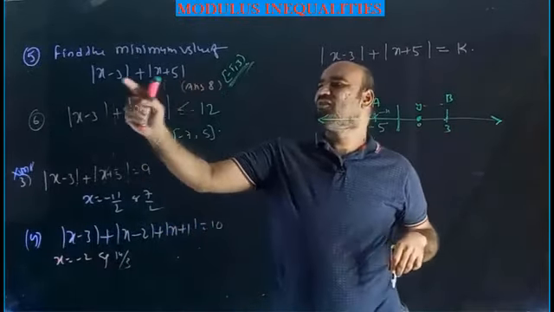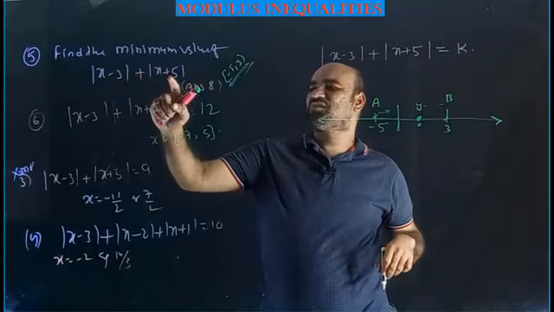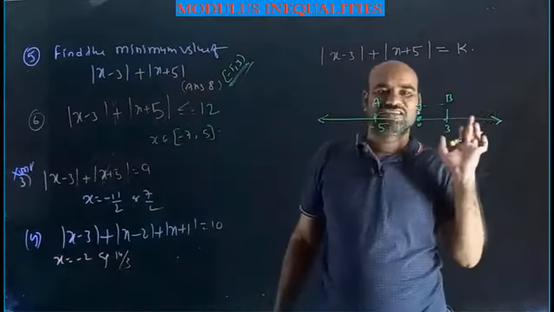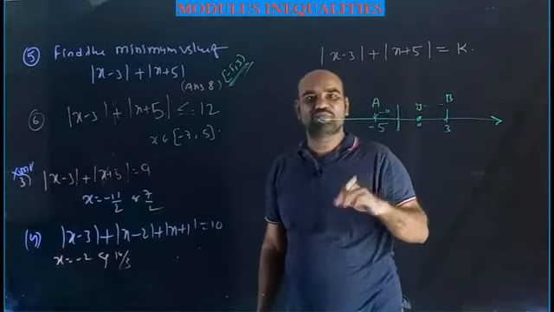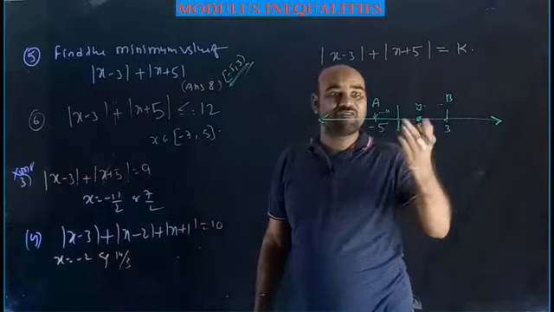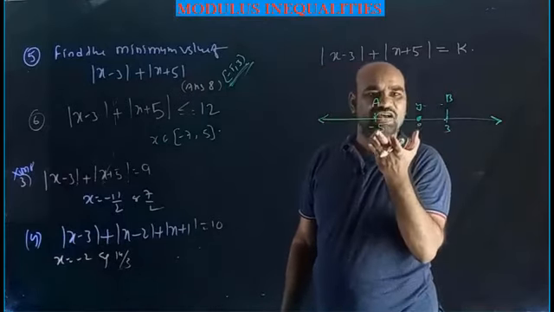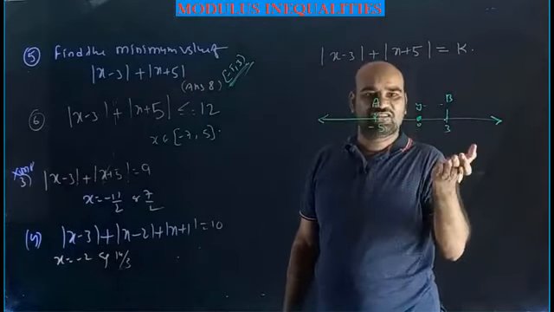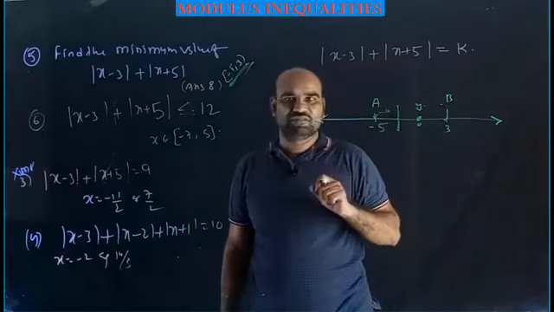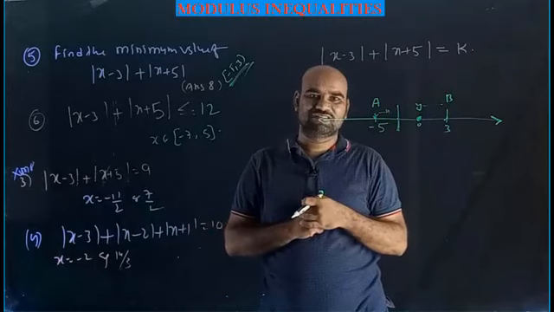The minimum value of mod of x minus 3 plus mod of x plus 5 is 8 only. What values of x? Minus 5 to 3. The minimum distance traveled by both should be 8. So I can say that any value of x, either minus 5 or 3 or between minus 5 to 3. Without doing anything, I got the answer.